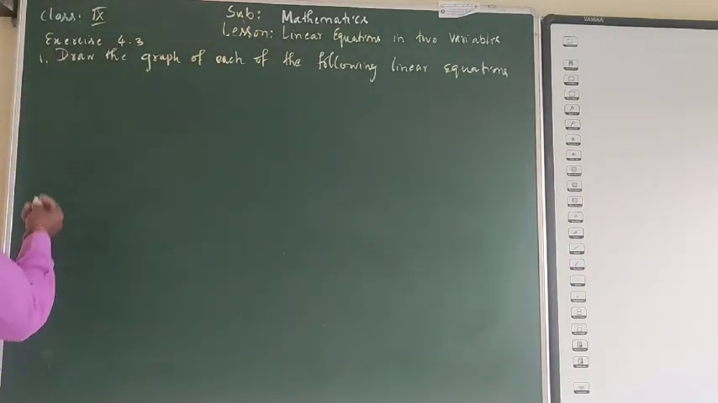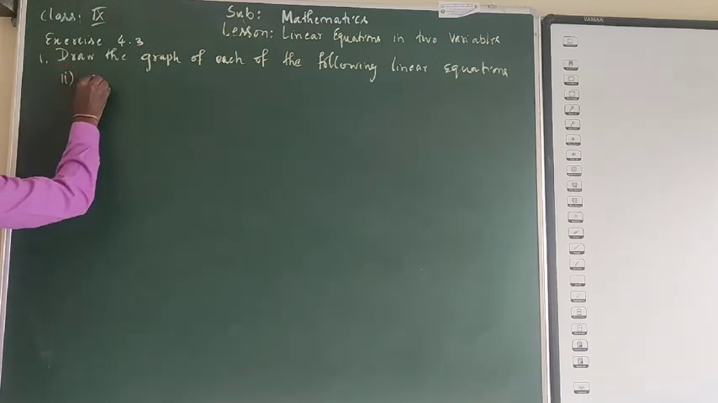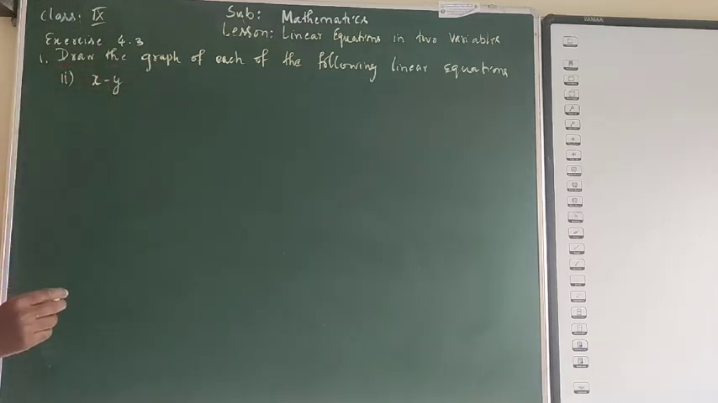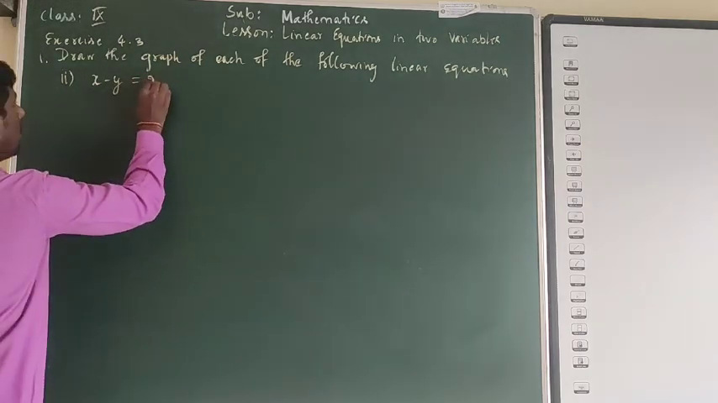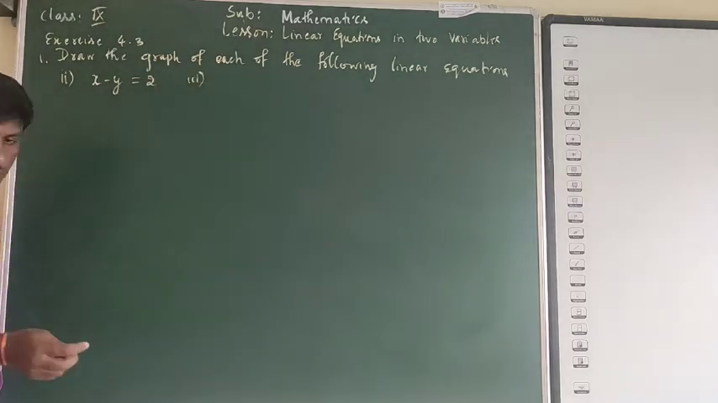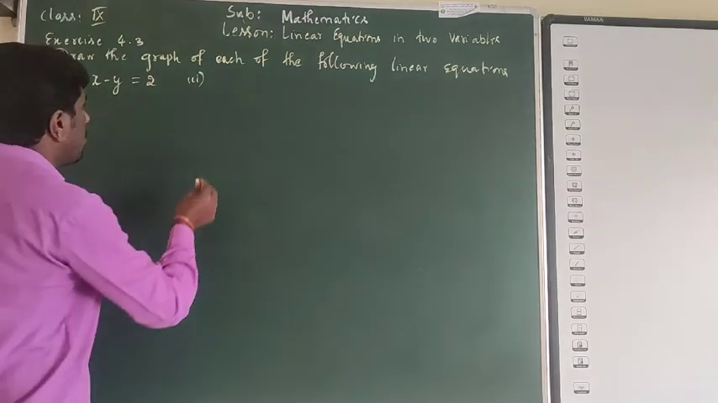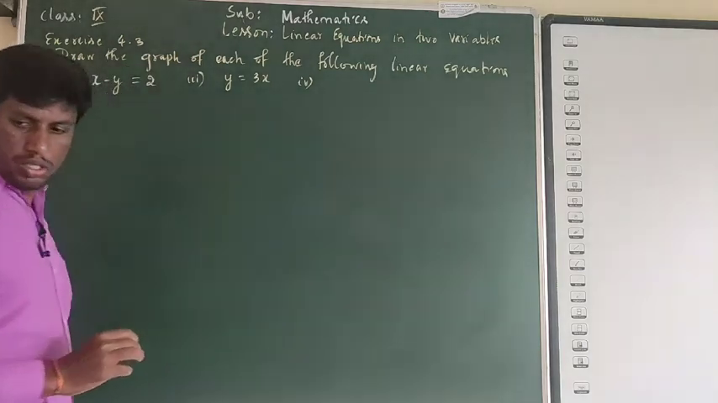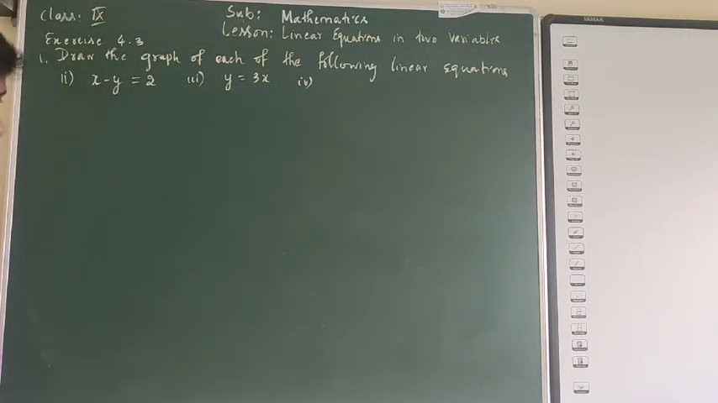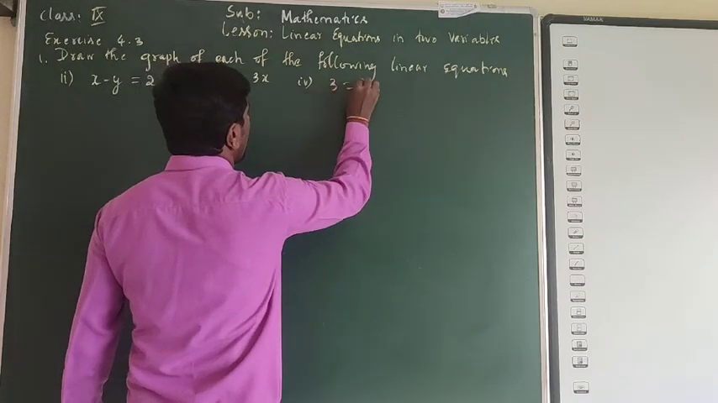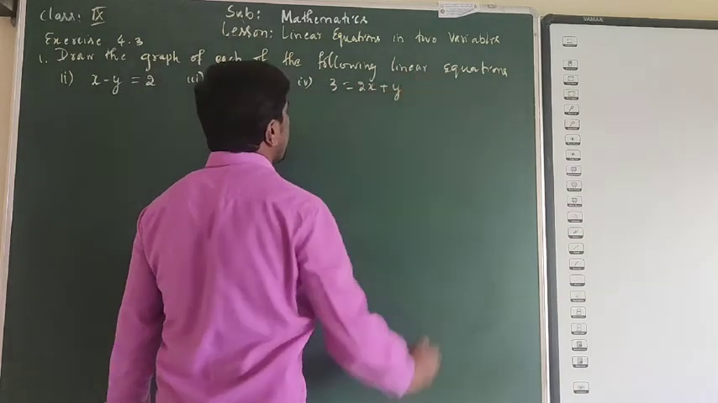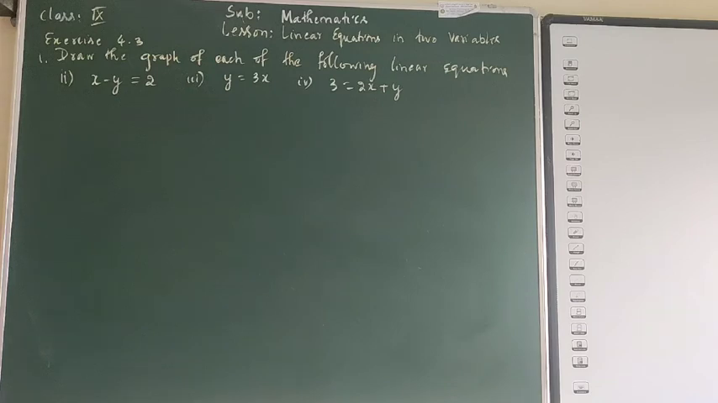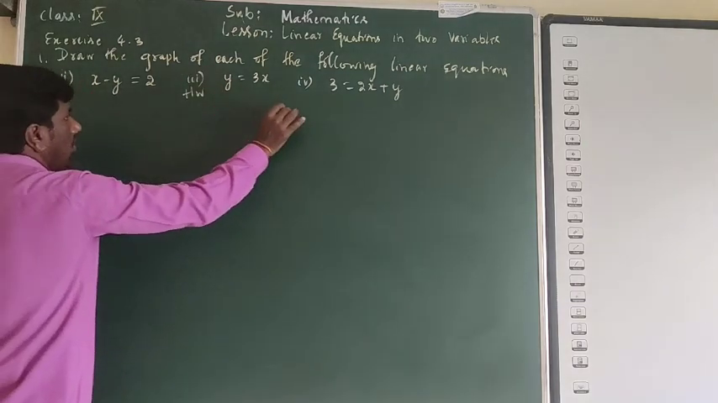So the second question is x minus y is equal to, homework for you. y is equal to 3x. Then 3 is equal to 2x plus y. So these are the 3 questions. To draw the graph, all the 3 are homework for you. Okay, you have to do it at home and draw the graph for this.